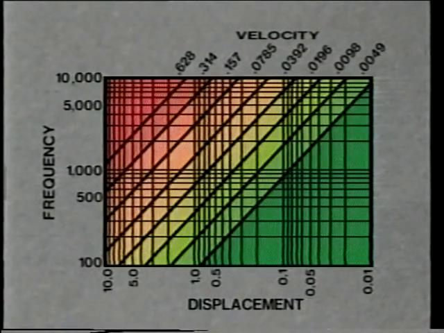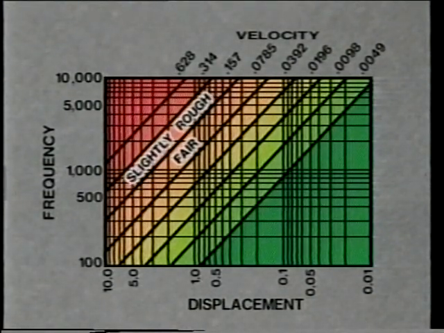Another way to use the chart is by simply plotting velocity. For example, suppose the velocity of the vibration in this machine is found to be 0.1 inches per second. By using only the diagonal lines on the severity chart, we see that 0.1 inches per second falls between the fair and the slightly rough zones.